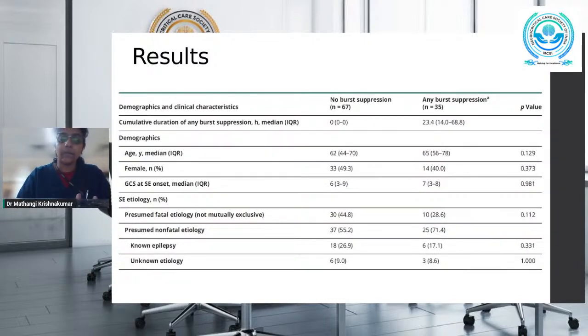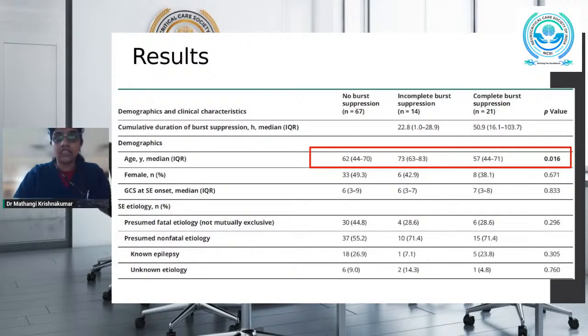Now looking at the demographic profile, if you divide the patients into no burst suppression and any burst suppression, the population was almost comparable. The median age was around 62, females were around 49 and 40%, and the GCS score at status epilepticus onset was pretty low, 6 and 7. So the groups were almost comparable even in terms of status epilepticus etiology. Now if we further divide the any burst suppression group into incomplete and complete burst suppression, age had a significant difference. We found that the older age group predominantly had incomplete burst suppression when compared to no burst suppression or complete burst suppression. Other demographic characteristics were comparable.